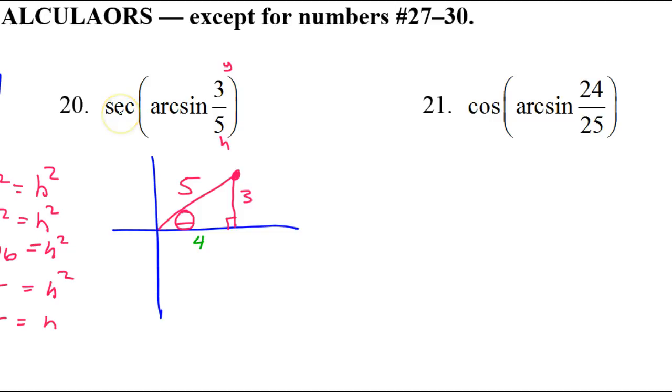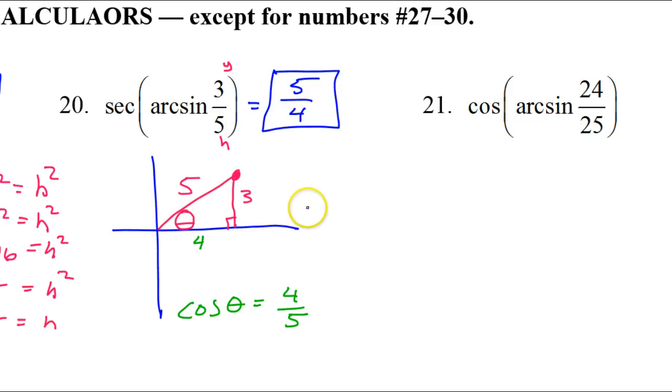All right, the secant is just going to be the reciprocal of the cosine function. Okay, so what is the cosine of this angle? Well, cosine is adjacent over hypotenuse, so that would be 4/5. So the secant is going to be the reciprocal of this, which is going to be 5 over 4. So that's the answer to number 20.